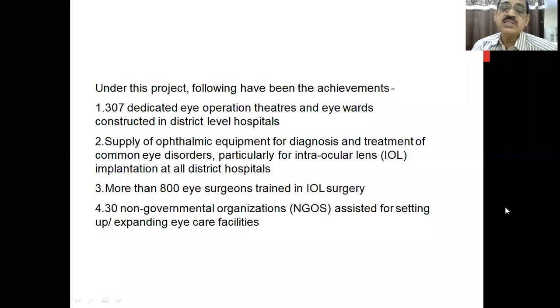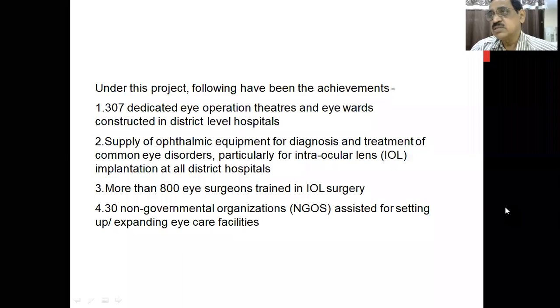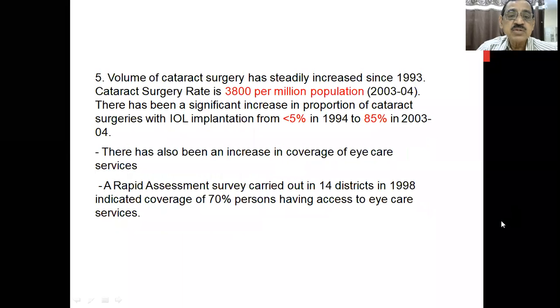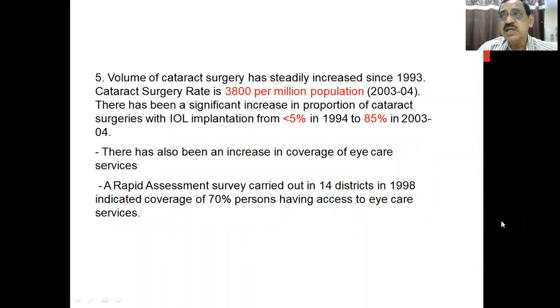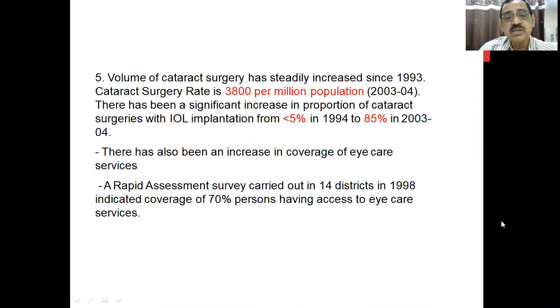More than 800 eye surgeons were trained for IOL surgery, and 30 non-governmental organizations, NGOs, assisted in setting up expanded eye care facilities. Rotary and Alliance are the major groups that helped us in conducting cataract camps in the far periphery, both in rural and tribal areas. So the volume of cataract surgery has steadily increased from 1993. Now it is far better.